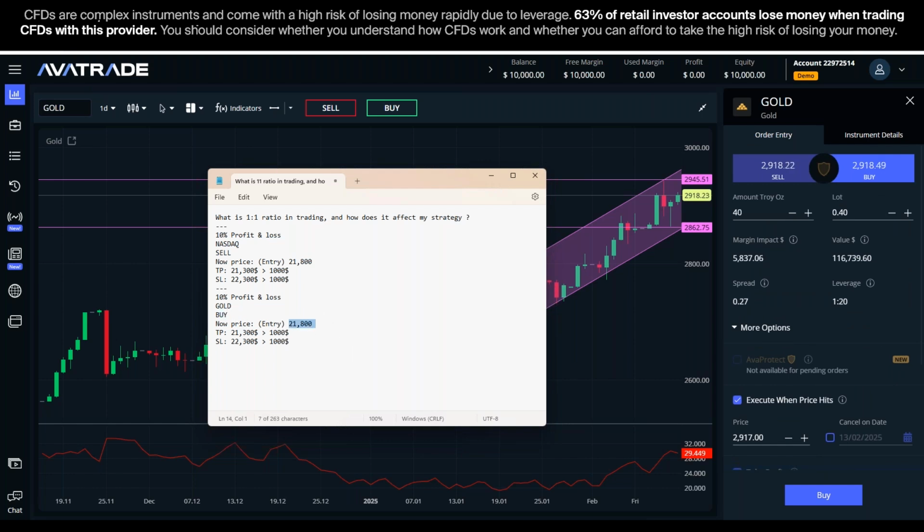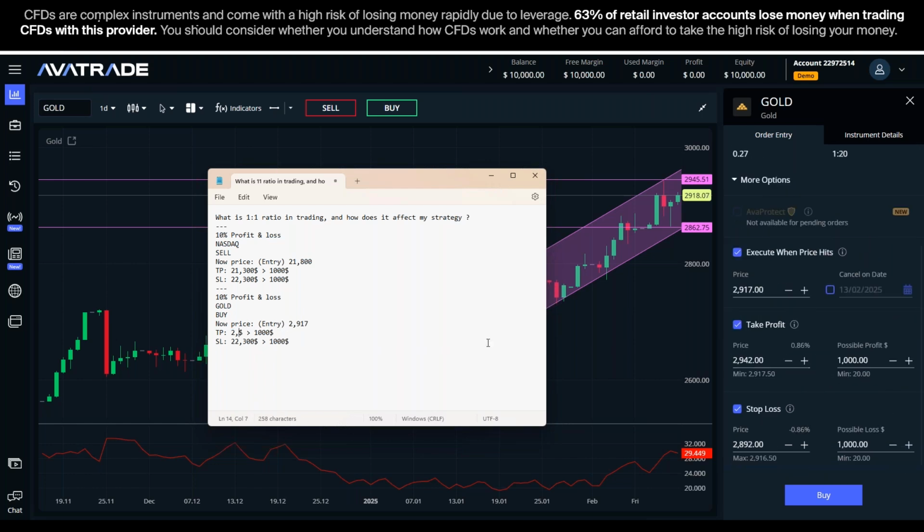Entry price. Okay. This one was 2942. And okay, great. And now we're looking at, as I said before, 10% and 10%.